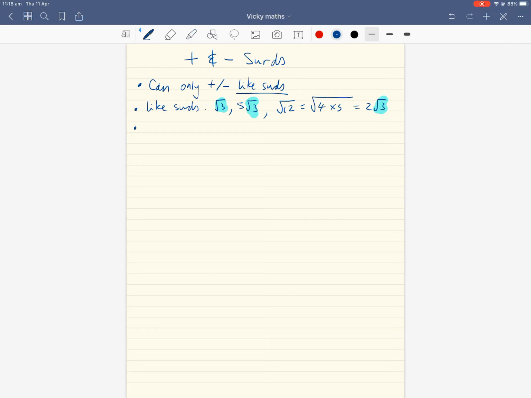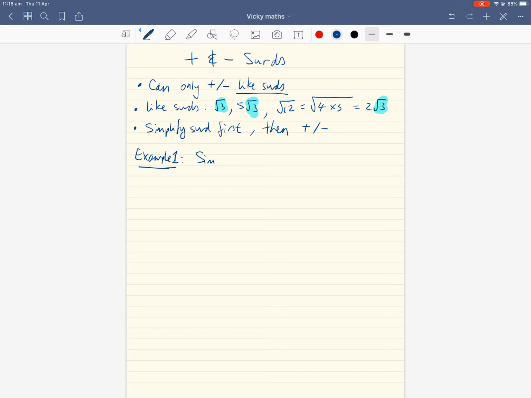So the way to add and subtract surds is we must simplify the surd first, then we can add and subtract. So let's do some examples. Example 1.